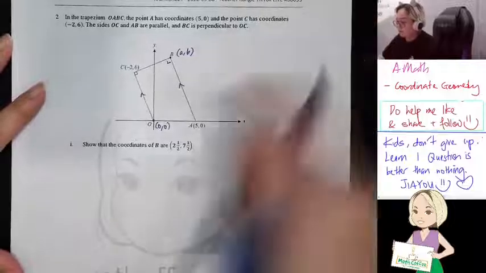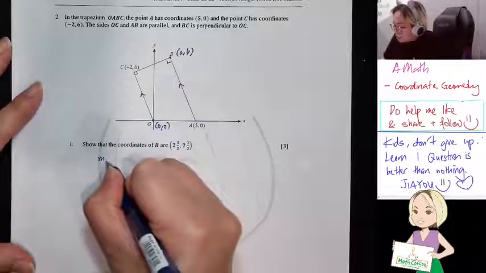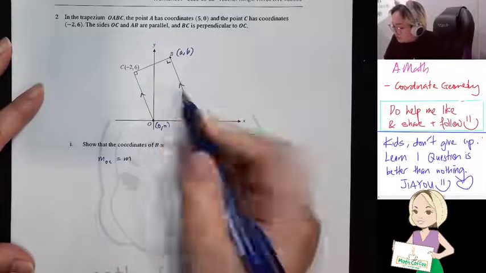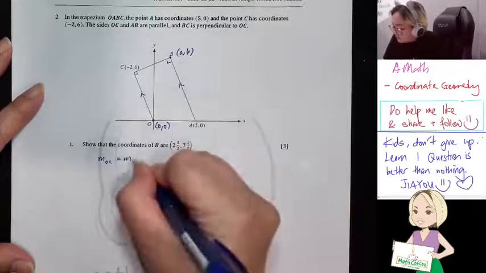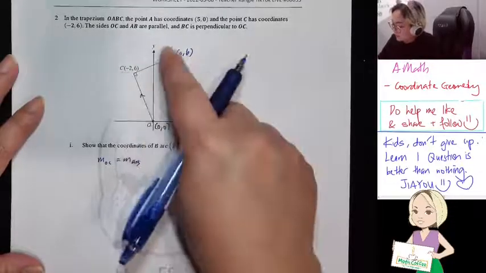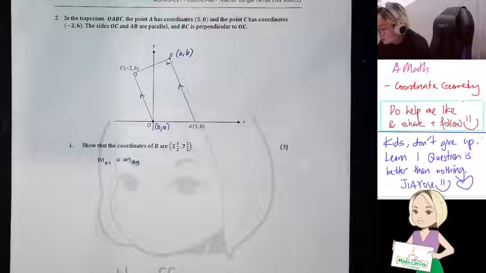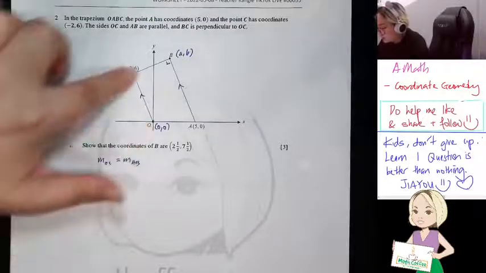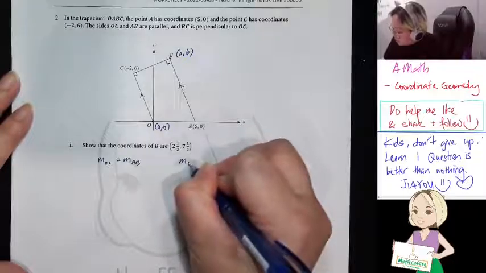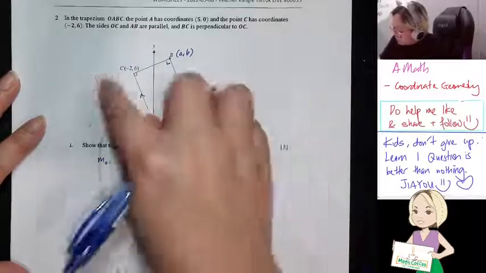Okay, so same thing, because parallel, I will write that I'm going to make use of gradient OC is the same as gradient AB. So this is one piece of information that I will be using. Next, I will say that it is perpendicular. So I'm going to use this and this. Yes, so gradient OC is perpendicular to gradient BC.